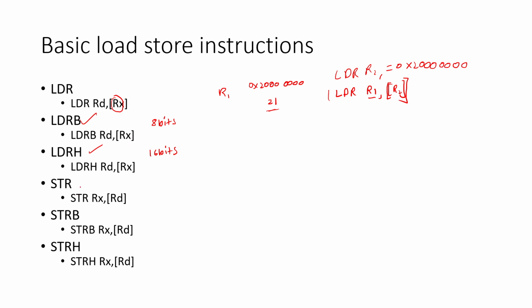And store is the reverse of load. So what happens is, let us say if I want to store the value in R3, STR R3 comma [R2]. Now whatever the value present in R3, that will be overwritten in the address of R2. So in R2 we have 0x20000000. If I write store R3 comma address of R2, this value gets written into that address. In store also we have store byte and store halfword. Here 8 bits will be stored, and 16 bits will be stored in this case.